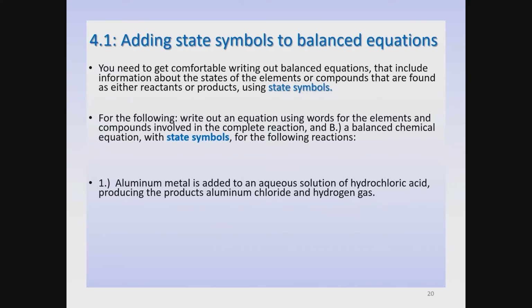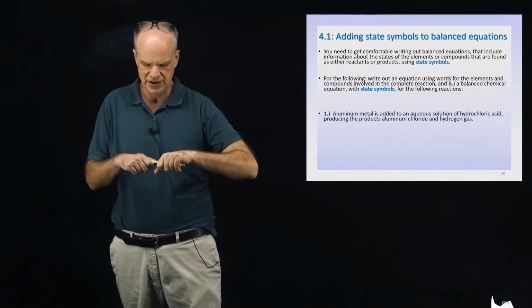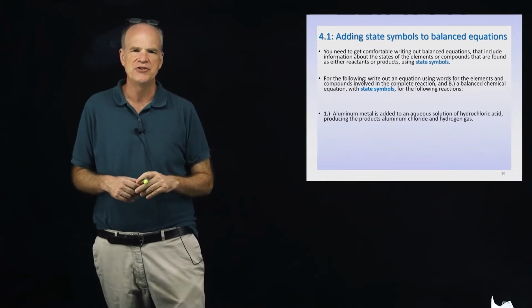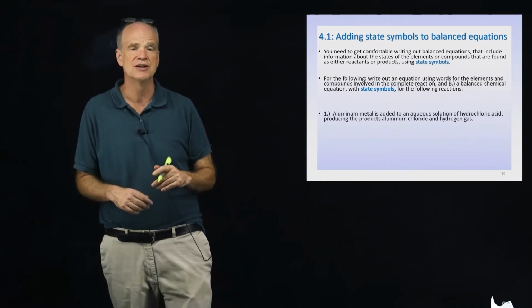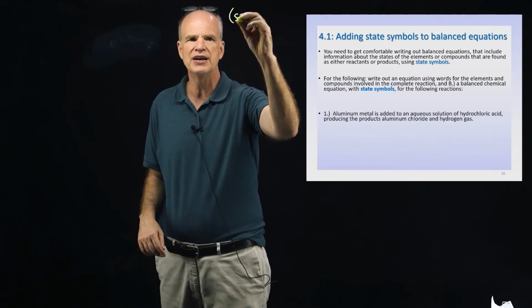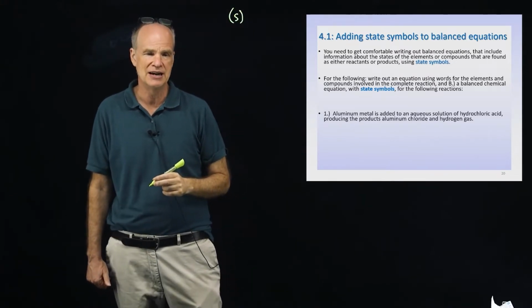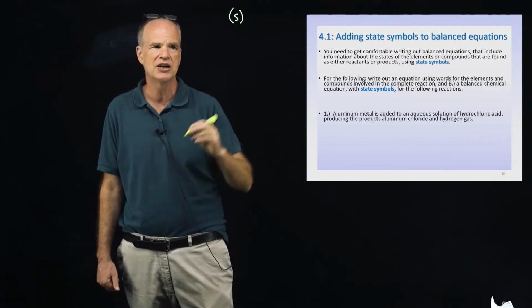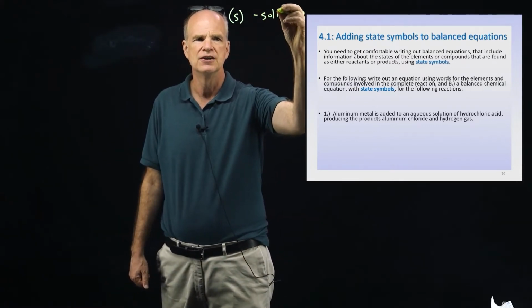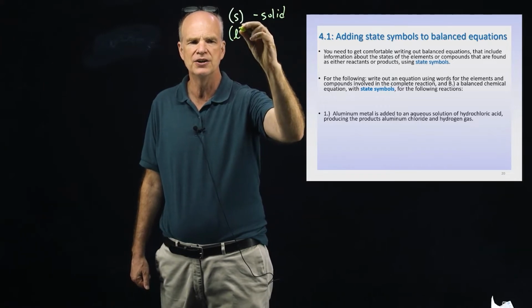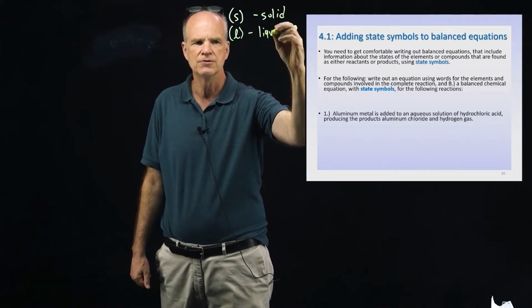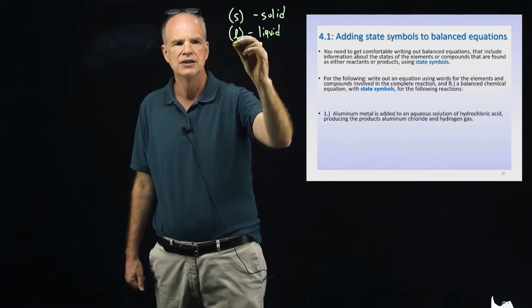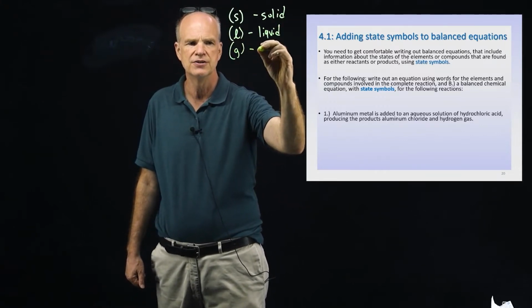So the first one is: aluminum metal is added to an aqueous solution of hydrochloric acid, producing the products aluminum chloride and hydrogen gas. Okay, so before we launch into that, let me mention what the four state symbols we usually use in chemistry are. One of them is (s). If that's beside a compound, as you'll see in a few minutes, that indicates that the compound is in the solid state. And if you have an (l) here, then the compound or element is in the liquid state. And if you have a (g) here, it's in the gaseous state.